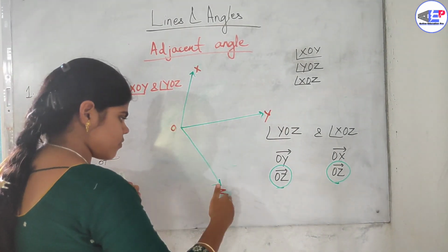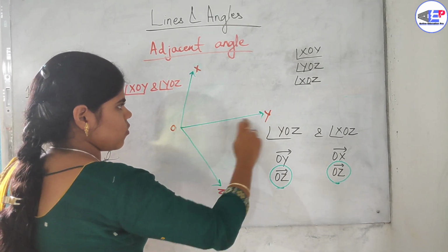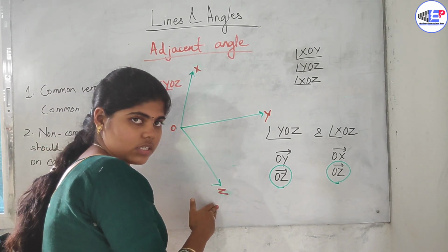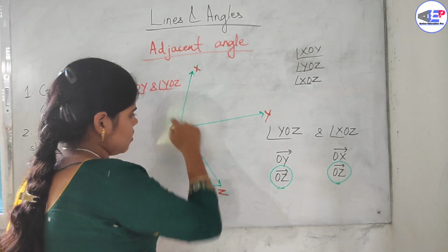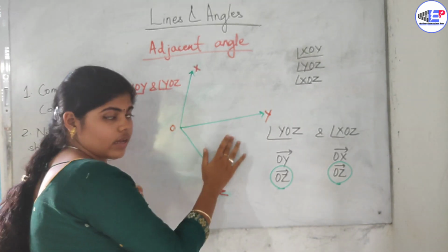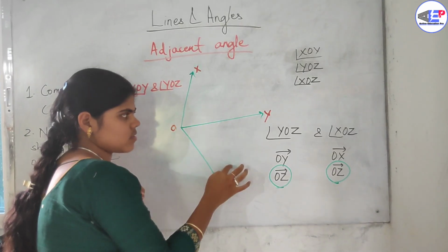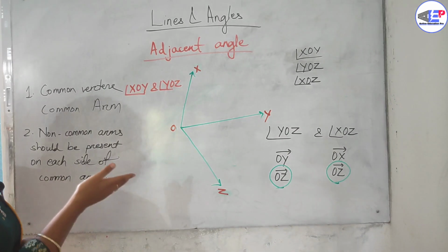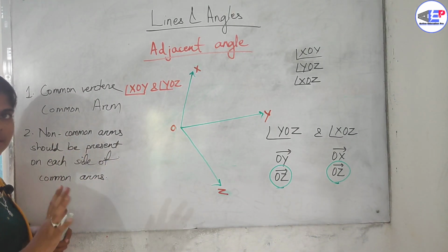For this common ray, both the non-common arms, OX and OY, are present on a single side of this OZ ray. This is at the right side of this ray. Here OZ is an inclined ray, and OX and OY are the non-common arms present on a single side of this ray. So that's why these two angles are not satisfying the second condition to be a pair of adjacent angles.